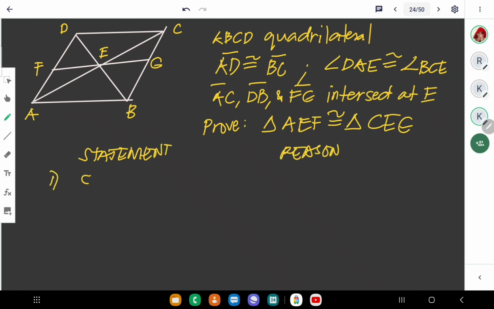Of course, we know the given, reason given. Okay, so the first statement here, we start with working on what's given. So it's given here that side AD is congruent to side BC. So what is that? In a quadrilateral, properties of quadrilateral.